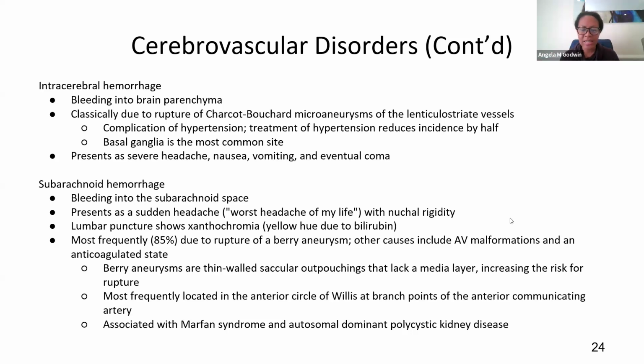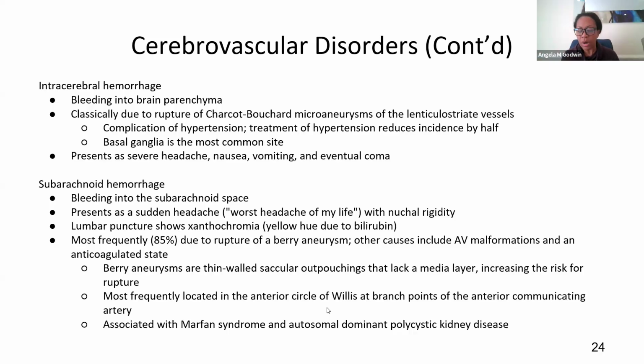Berry aneurysms, again, are that thin-walled outpouching, which is what an aneurysm is, because of the lack of the media layer. That makes a person more at risk for aneurysm development. And you really want to consider other clinical issues that make a person more susceptible, like being on an anticoagulant, or hypertension, especially for an intracranial hemorrhage. If you think about the picture I just showed you, most frequently it was around the anterior circle of Willis branch, due to the lack of media, and that area is the anterior communicating artery.